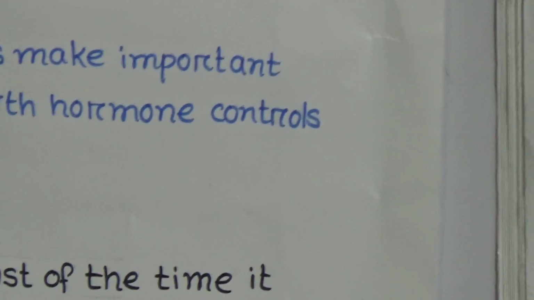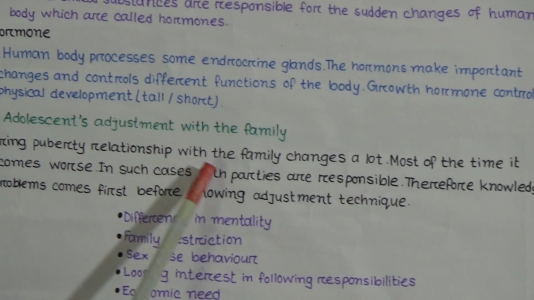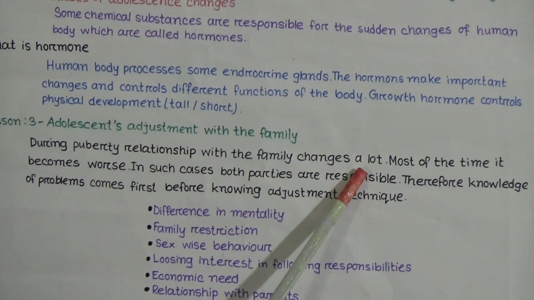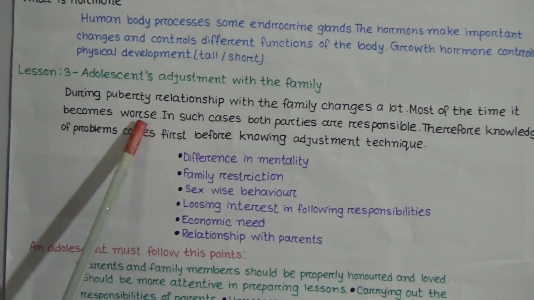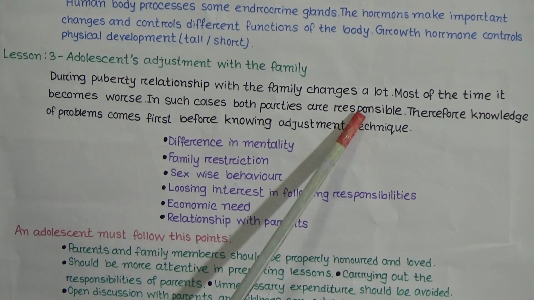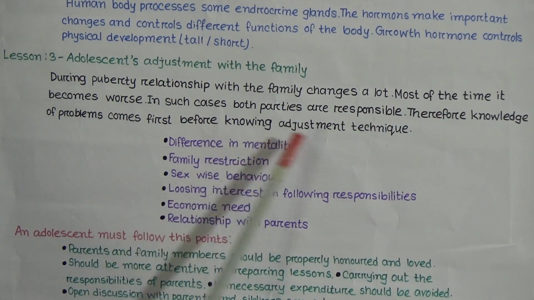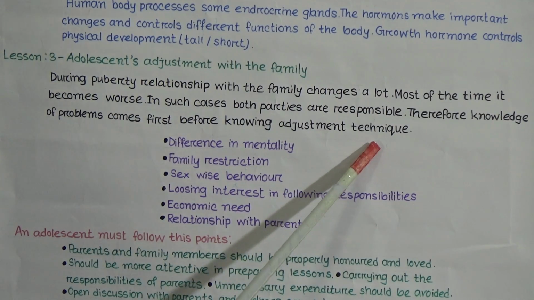Now come to lesson 3, adolescence adjustment with the family. During puberty, the relationship with the family changes a lot. Most of the time it becomes worse. In such cases, both parties are responsible. Therefore, knowledge of problems comes first before knowing adjustment techniques.